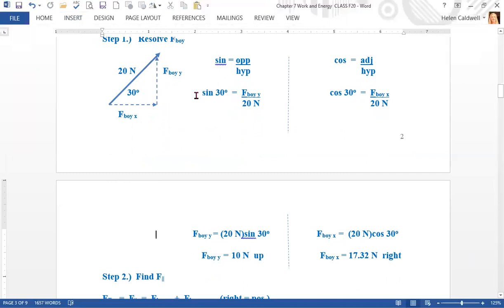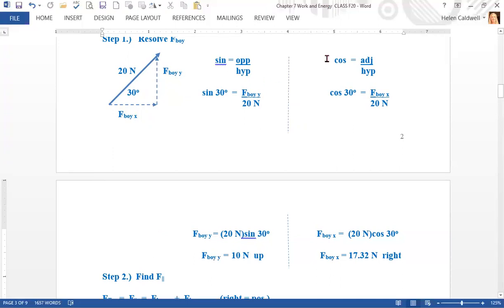Alrighty. So moving down, sine is opposite over hypotenuse. Sine of 30 degrees is the force of the boy in the y direction over 20 newtons. So the force of the boy in the y direction is equal to 20 newtons multiplied by the sine of 30 degrees. And we need to be in degrees, not radians. I apologize for the little underline. I thought I had caught all of those, but apparently not. So 20 newtons multiplied by the sine of 30 degrees gives you 10 newtons. It points up because that's the way it goes in our drawing.